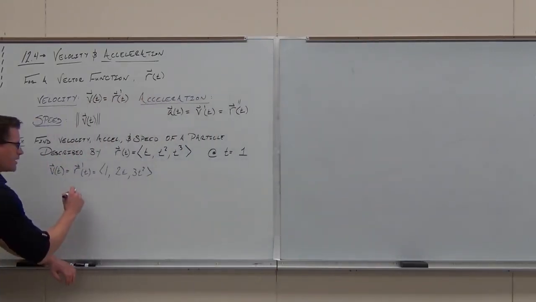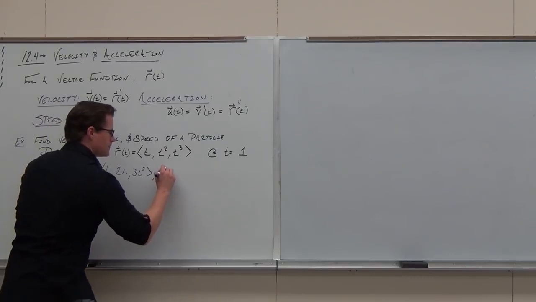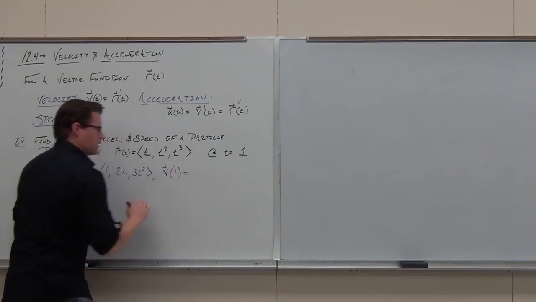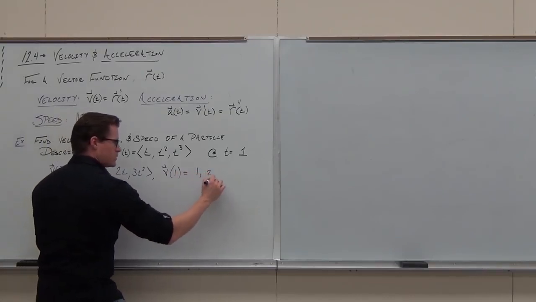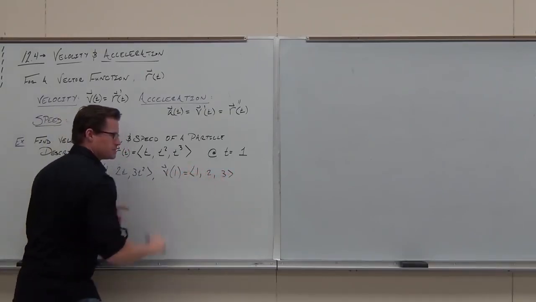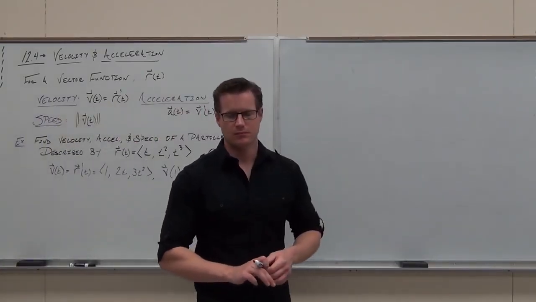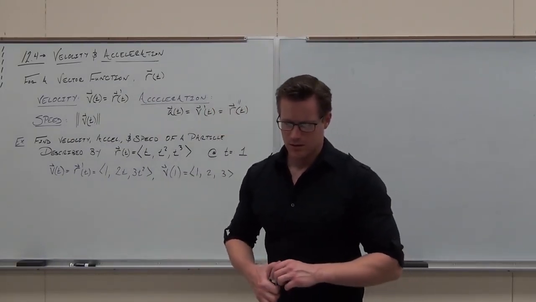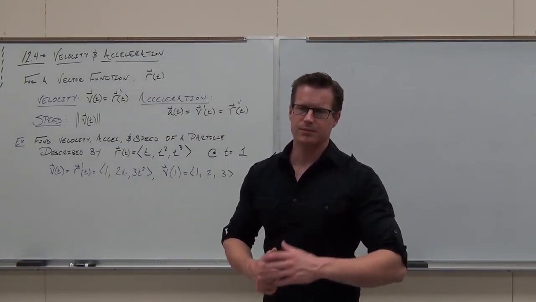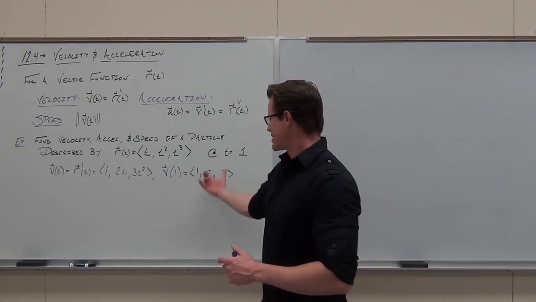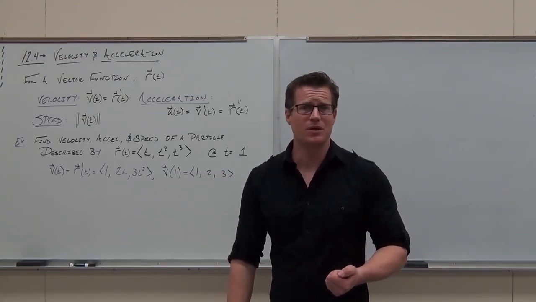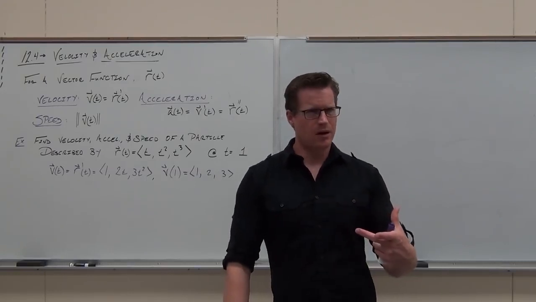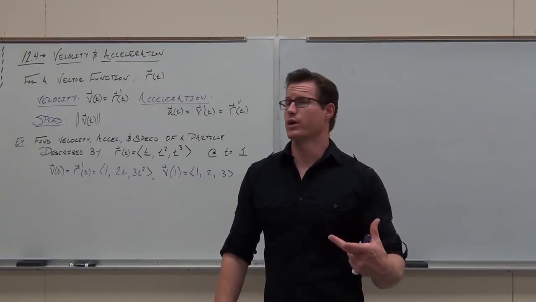So if I want to find the velocity at 1, we go, okay, well, let's find our velocity. We have 1, 2, 3. What is it? What's that mean? I know it's velocity, but think about that. Is it weird that velocity is a vector? Is that weird or not?